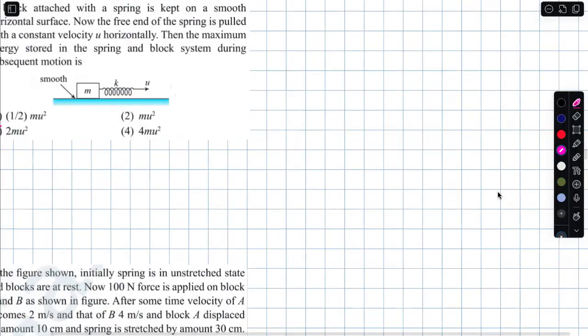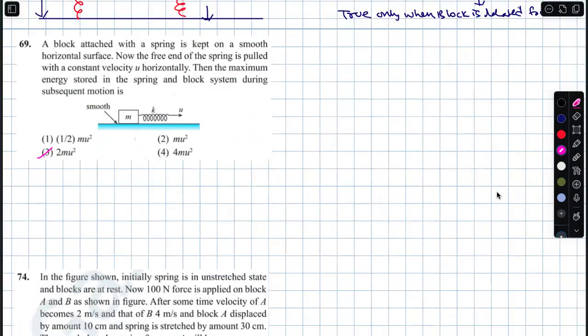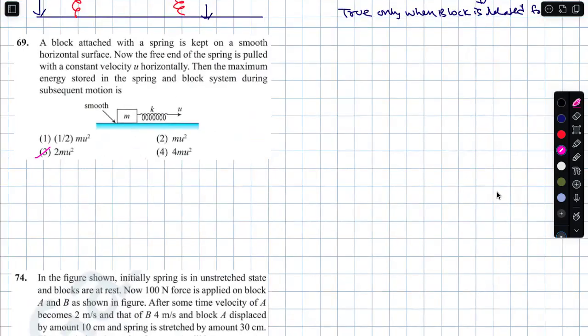Next. A block attached with a spring is kept on a smooth horizontal surface. Now the free end of the spring is pulled with a constant velocity u horizontally. Then the maximum energy stored in the spring and the block system during subsequent motion is. See, then the maximum energy stored in the spring.